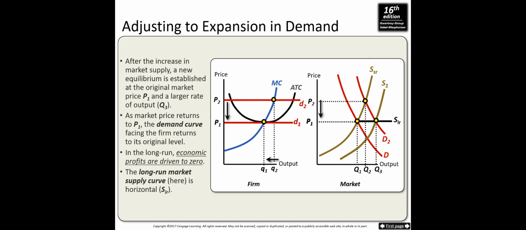And now in the long run, economic profits are driven to zero, and the long run market supply curve here, as you see, this black line, represents a horizontal supply curve in the long run. Because whatever the adjustment in the short run, you are at the end producing at P1 price. That is the market equilibrium. So long run supply curve is horizontal at P1.